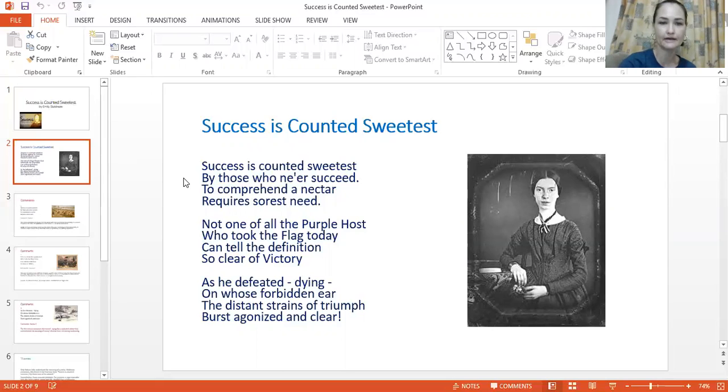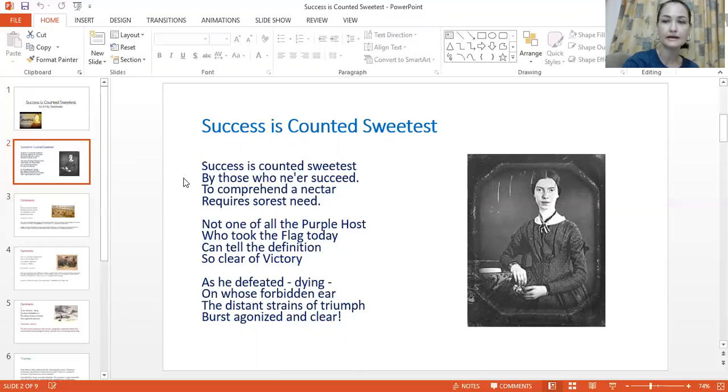So success is counted sweetest by those who never succeed. To comprehend the nectar requires sorest need. Not one of all the purple host who took the flag today can tell the definition so clear of victory, as he defeated, dying, on whose forbidden ear the distant strains of triumph burst, agonized and clear.